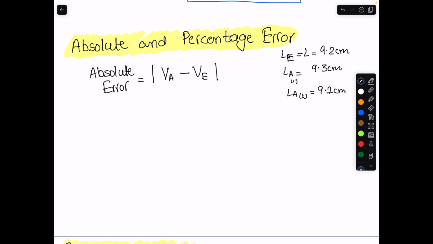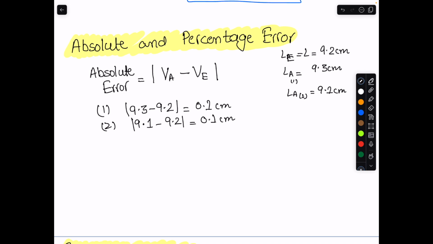So in this case, for the first person, we have 9.3 minus 9.2. The answer is 0.1 centimeter. This is the error. For the second person, we have 9.1 minus 9.2, which gives negative 0.1, but the absolute value is still the same, 0.1 centimeter. So both have the same level of accuracy, meaning both have an error of 0.1 centimeters. Similarly, I can convert this to percentage error by simply dividing the absolute error by the exact value and multiplying by 100 to see the percentage of error for that particular measurement.